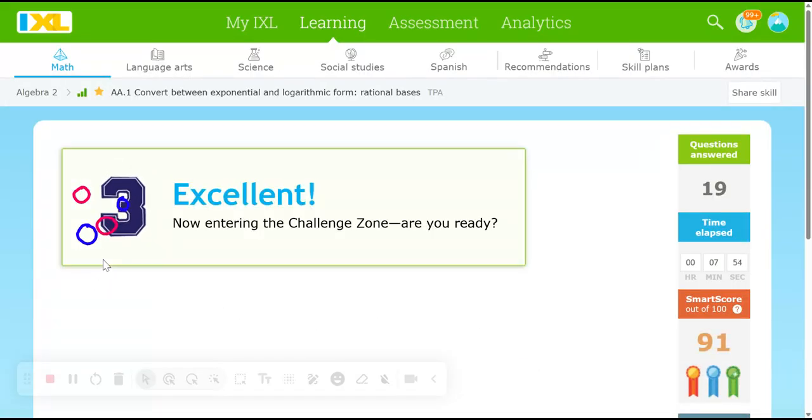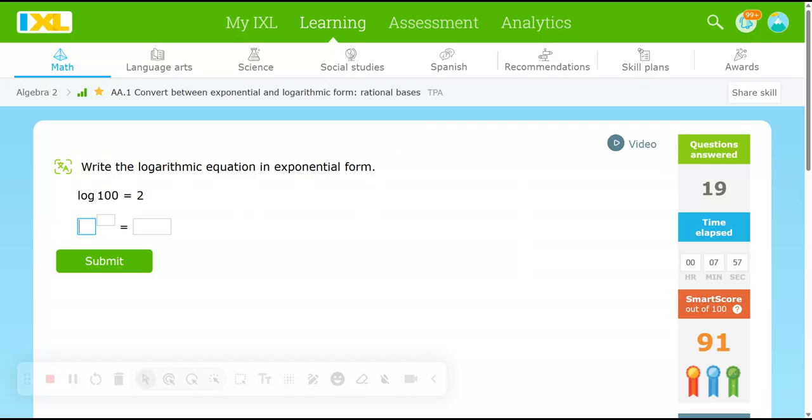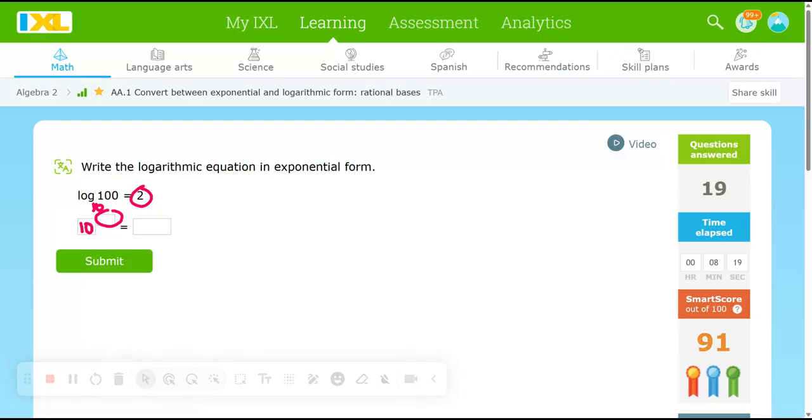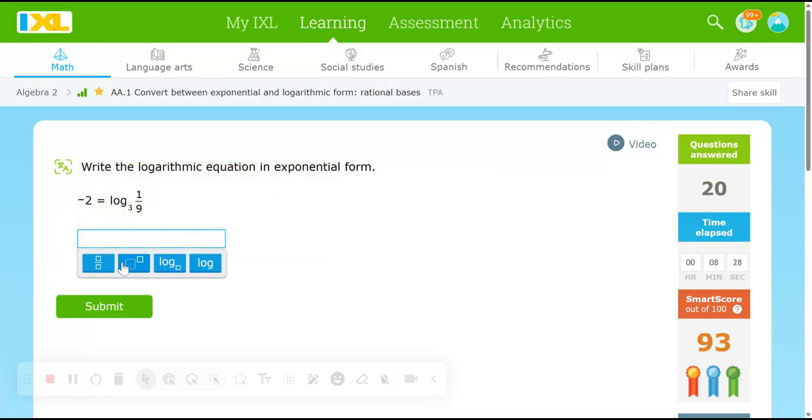Here we go. Ooh, I almost got a medal. Alright. Again, you don't see the base. It's a hidden base. Hidden base number 10. So the base of the log is also the base of the exponential. Okay? The answer of the log is the power of the exponential. So let's put it in. Number 10 right here. Power 2 right here. And of course 10 power 2 is 100. Okay? Here we go. Done.